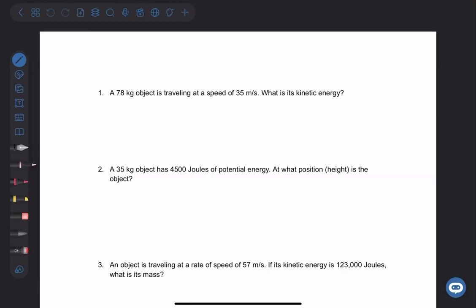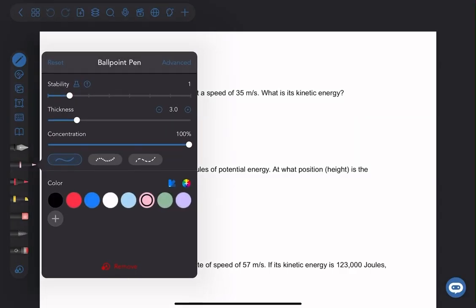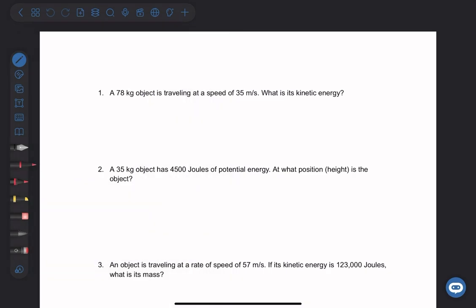Okay, hi, we're gonna be doing mechanical energy. A 78 kilogram object is traveling at a speed of 35 meters per second. What is its kinetic energy? So the equation for kinetic energy is 1/2 times the mass times velocity squared, or the speed.